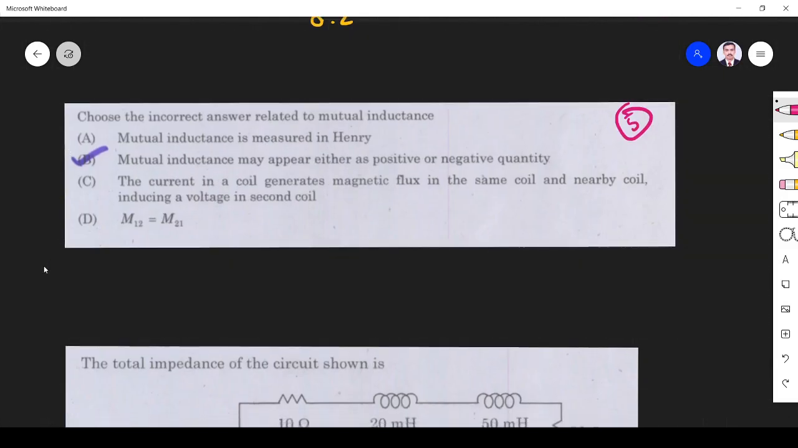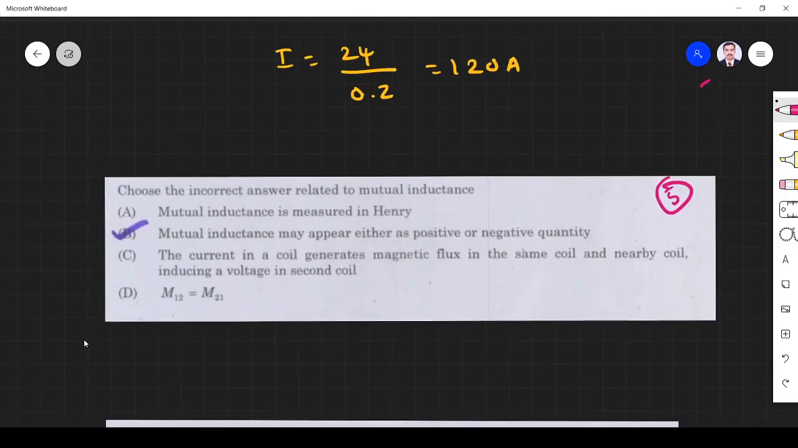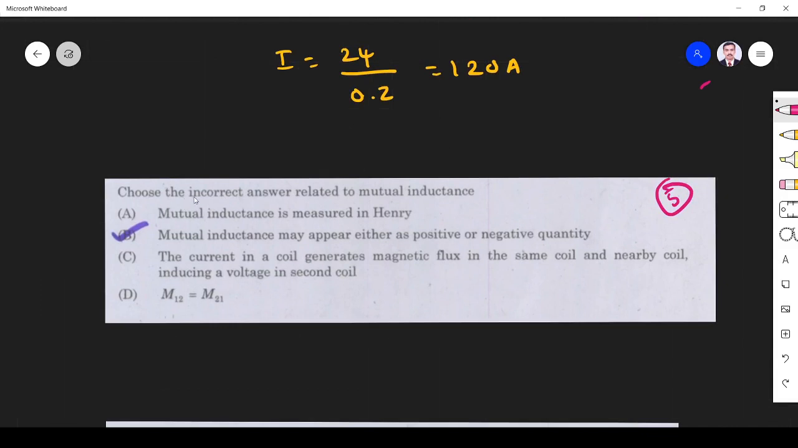Next question, choose the answer related to mutual inductance, correct or incorrect, that is very important. Mutual inductance is measured in Henry, that is the right answer. M21 is equal to M12, that is also right. The current in a coil generates magnetic flux in the same coil and a nearby coil, inducing a voltage. This is also right. Mutual inductance may appear as either positive or negative? No, it is always positive. So this is the wrong answer. That's what they ask.